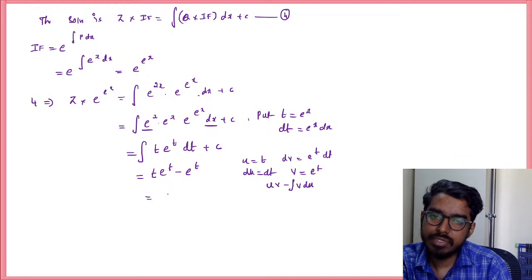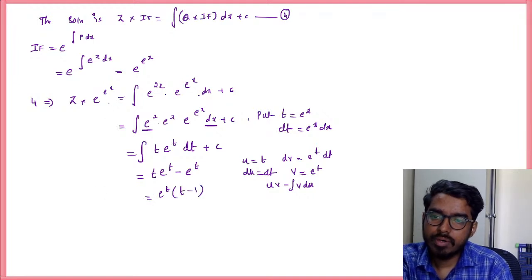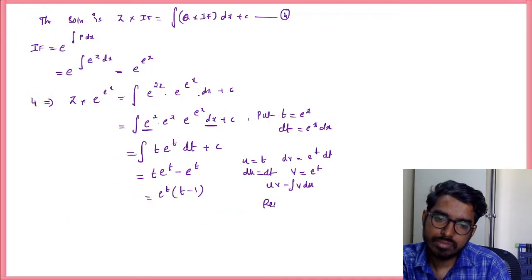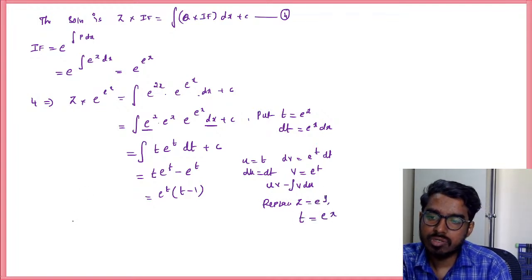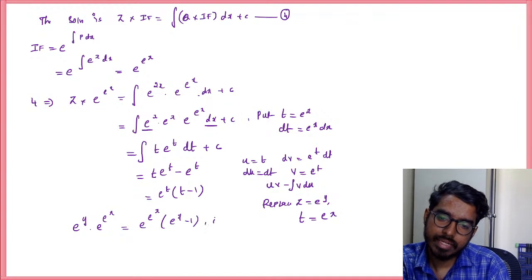So you will have t e power t minus e power t. Replace t is equal to e power x. Just take e power t outside, t minus 1. So z into e power x. What is z? z is e power minus y. Replace z is equal to e power minus y and t is equal to e power x. So you will have e power minus y, e power x is equal to e power x, e power x minus 1, the required solution.